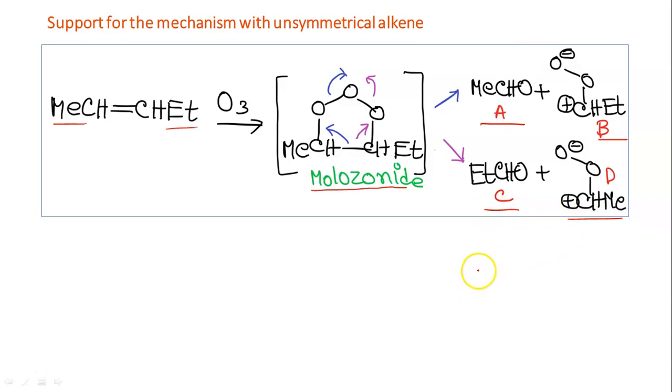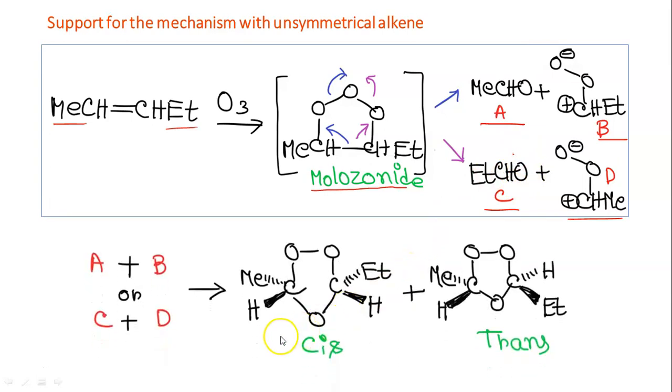The next step is recombination of the Zwitter ion and the carbonyl compound. But here we have 2 different types of carbonyl compound and 2 different types of Zwitter ion. What it means is that A can combine with B as well as with D. Similarly, C can combine with B as well as with D. First, if there is combination of A and B, we get cis and trans, 2 different ozonides. And if C and D are combined, we get the same combination. So this is the combination between AB and CD.